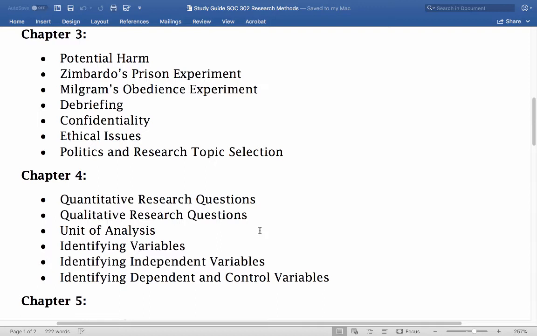All right, debriefing. Basically, debriefing is one of those things where you talk to people after the research happens so that you can explain to them what your aims were, and then always give them the opportunity to voice any concerns or perceptions or issues that they had with the research.